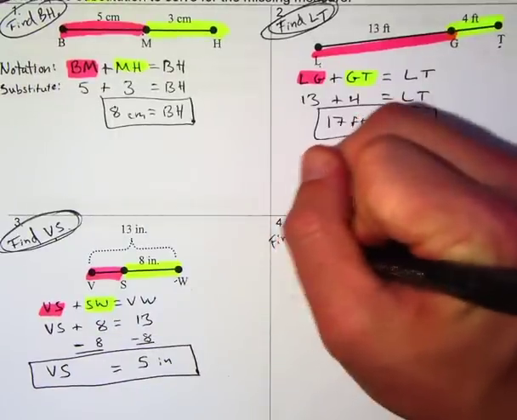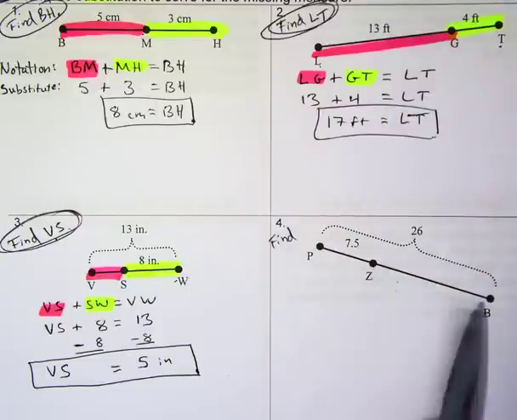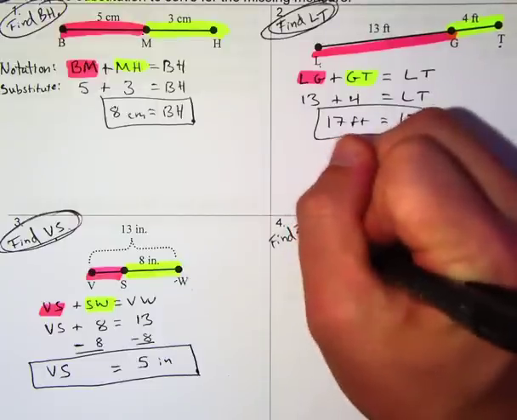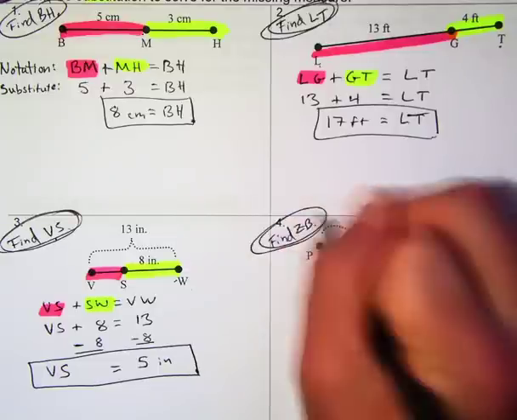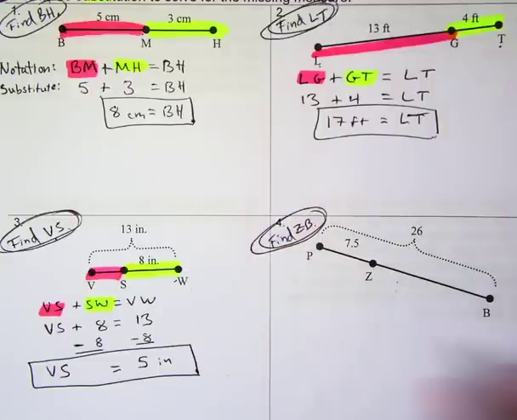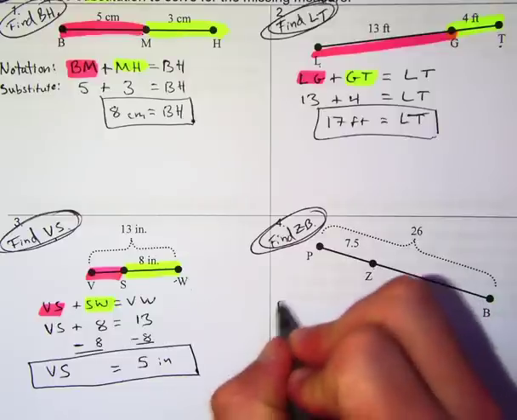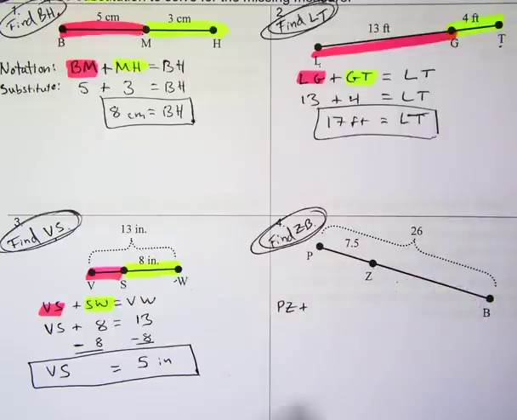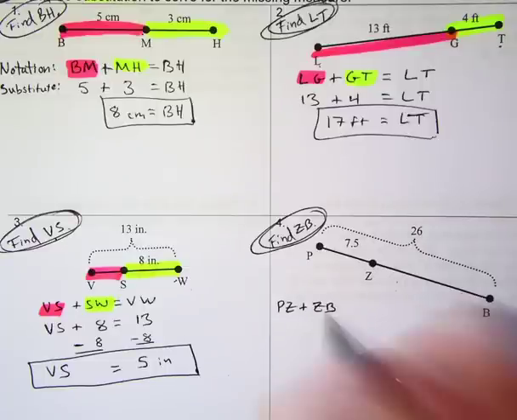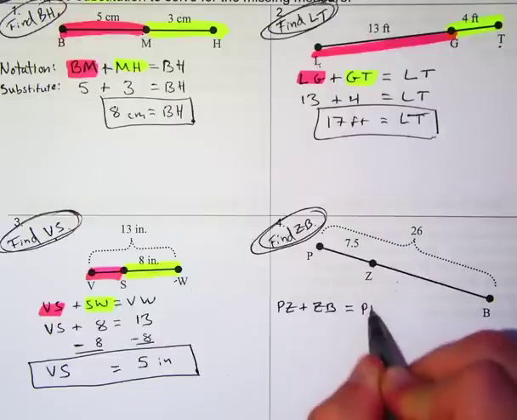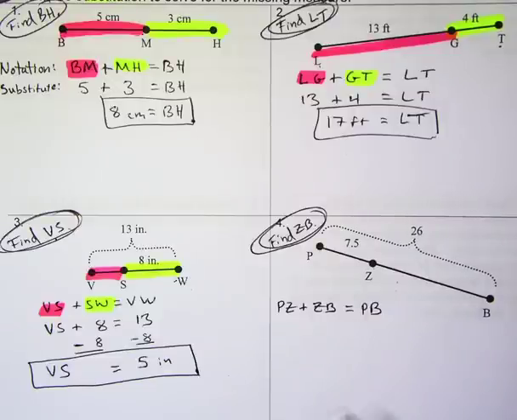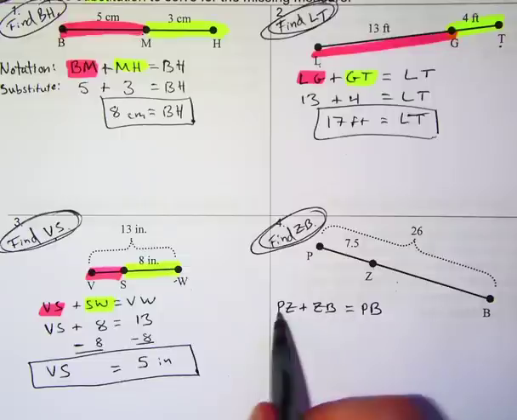Let your find, in this case, be the distance from Z to B. All right, if you're hitting play, you're looking for the distance from Z to B. I'm going to go ahead and start with my notation. Distance from P to Z plus the distance from Z to B is equal to the overall distance from P to B. And you might be wondering, why do I keep saying the distance from? Because that's literally how I read this. You're supposed to say the distance from P to Z.